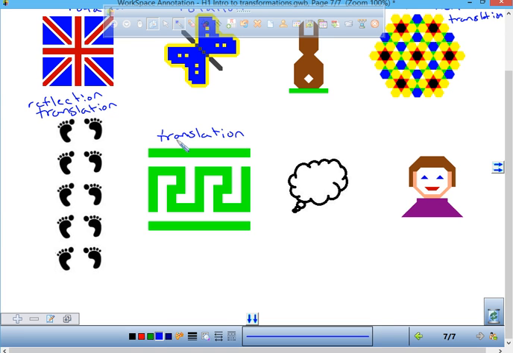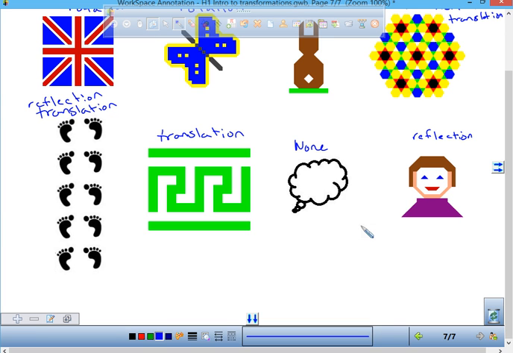Okay, the think bubble. Does it have reflection symmetry? Rotation? Translation? Okay, this one has none. And the face. Reflection? Yep. Does it have rotation? Translation? No. You could only say translation for what? The eyes. That would be the only thing. But because it doesn't work for the whole shape, I would not put translation down.